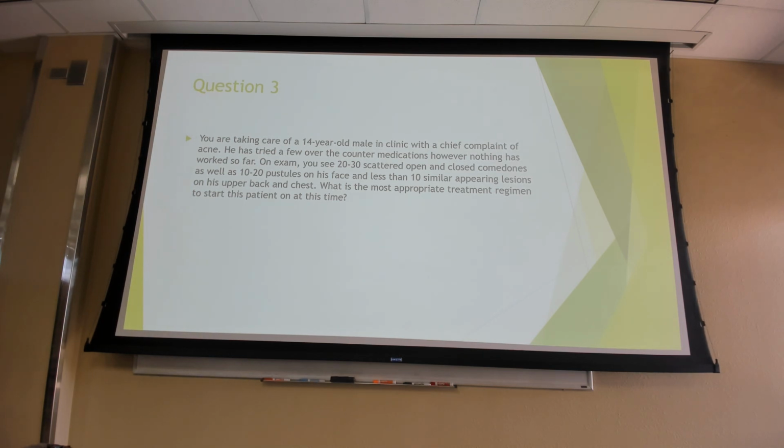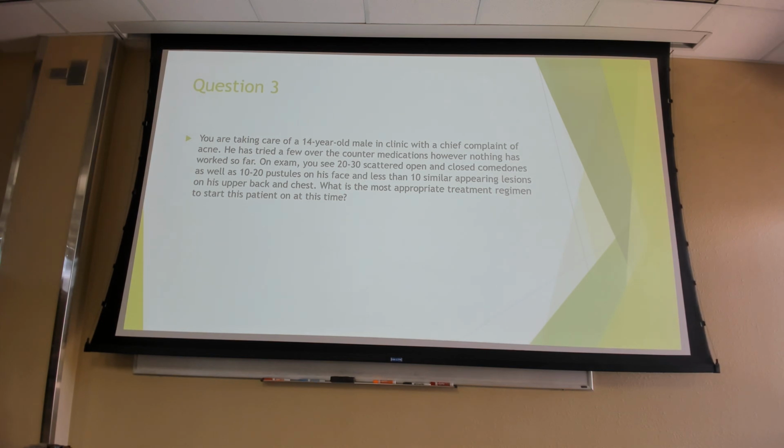Taking care of a 14-year-old male in clinic with chief complaint of acne. He's tried a few over-the-counter medications, however, nothing has worked. On exam, he has 20 to 30 scattered open and closed comedones, as well as 10 to 20 pustules on his face. Less than 10 lesions on his upper back and chest. What is the most appropriate treatment regimen? So what are you classifying this acne as?